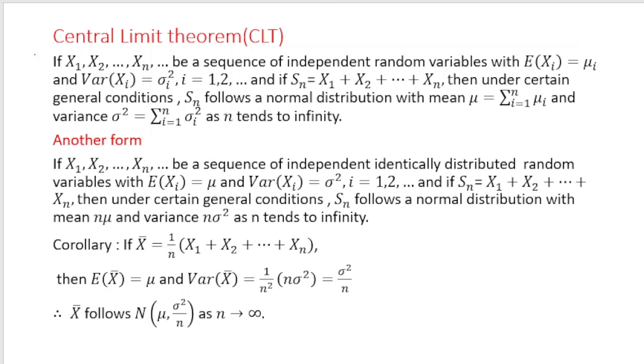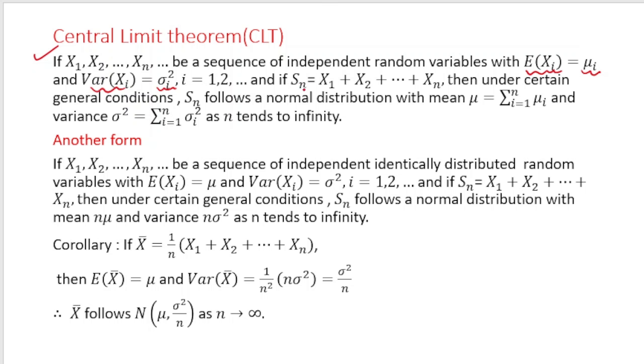So the first statement is that if x1, x2, xn be a sequence of independent random variables with expectation of xi equal to mu i and variance of xi equal to sigma i square, it means it is given that expectation of x1 is mu1, expectation of x2 is mu2, and so on, and it is also given that variance of x1 is sigma 1 square, variance of x2 is sigma 2 square, and so on.